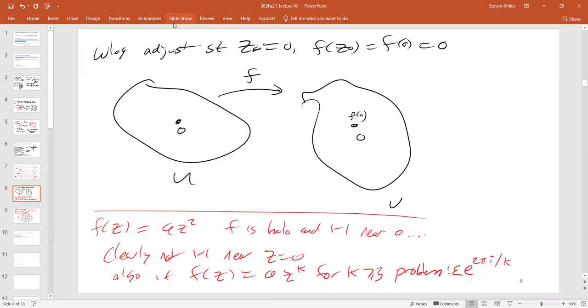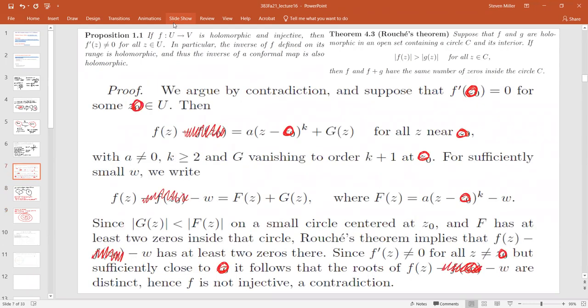Does that violate any of the assumptions? It's holomorphic and injective. Yeah, that's going to violate injective if the function is constant. So this can be justified by points of accumulation. Okay, so it follows that the roots have to be distinct. Why is that true?